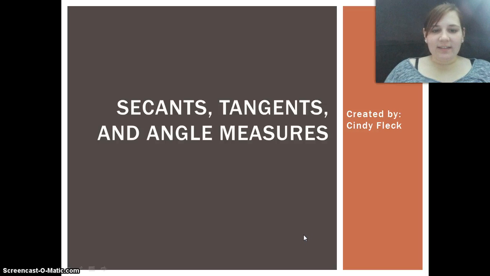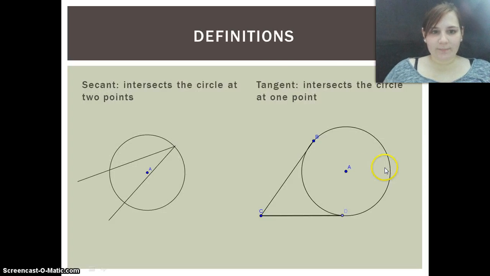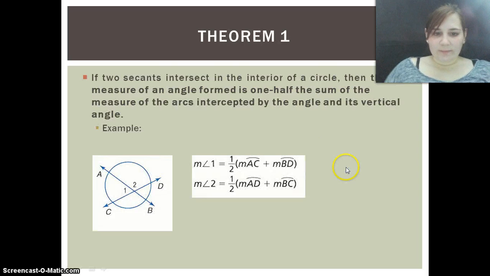This lesson is on secants, tangents, and angle measures. First, we want to define a secant and a tangent. A secant intersects the circle at 2 points, as you can see on our example here, and a tangent intersects the circle at only 1 point, as you can see on our other example.